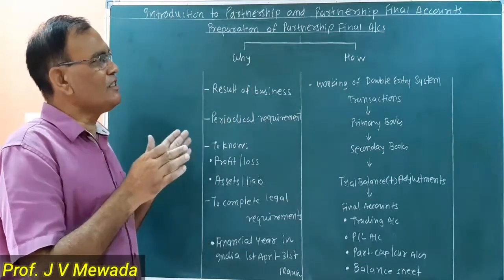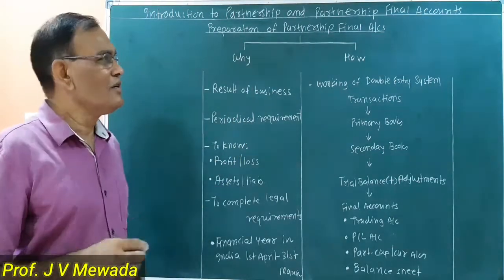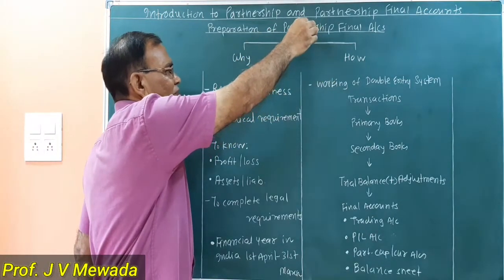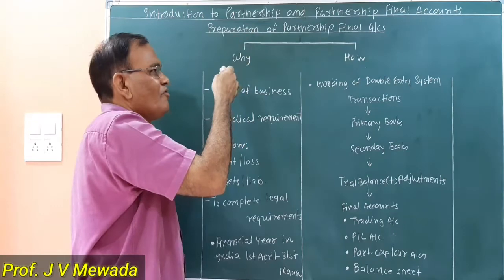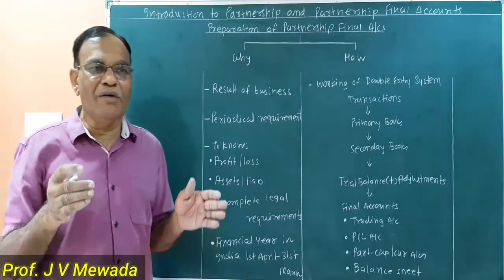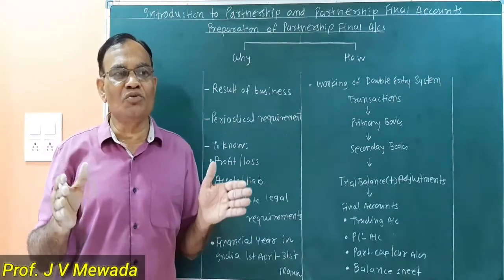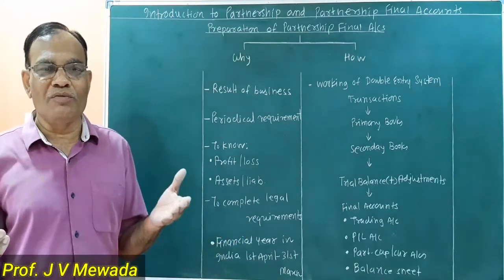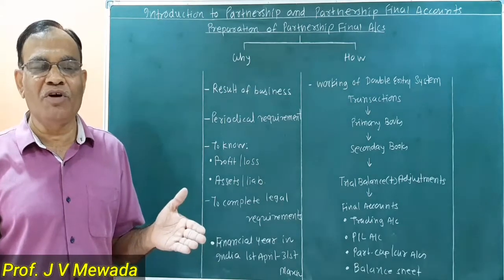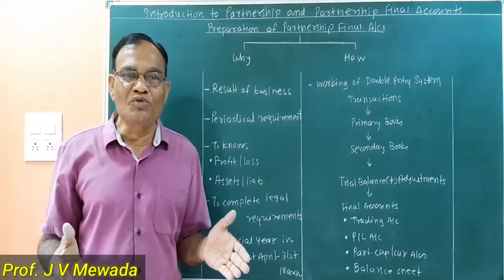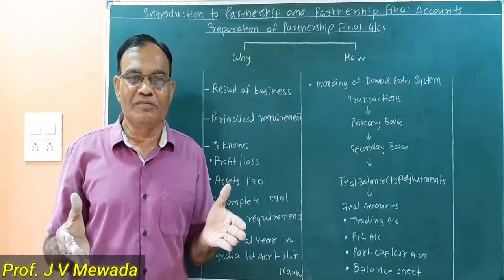This topic is divided into two parts: why final accounts are prepared and how final accounts are prepared. So let us see first why final accounts are prepared. Now you know the aim of any business is to earn profit. Now how can we know whether we are earning profit or we are suffering loss? For that we are supposed to write the books of account.